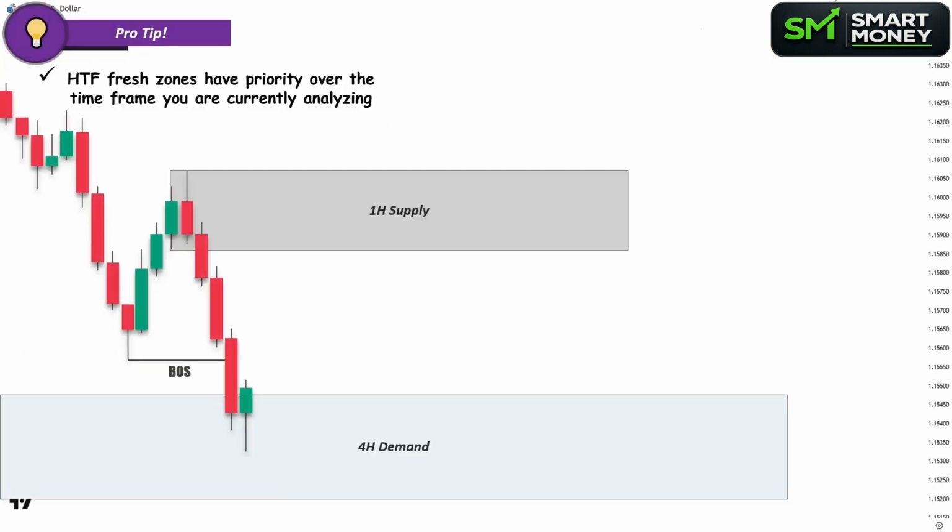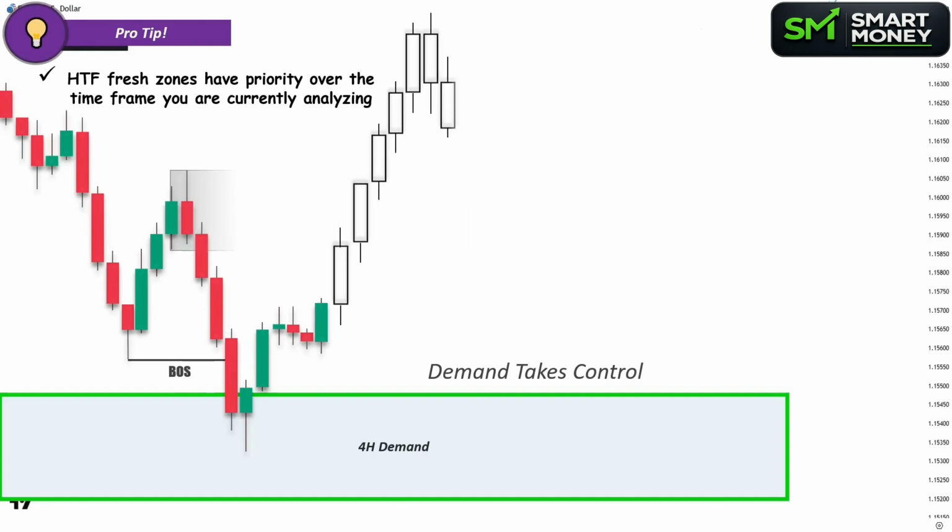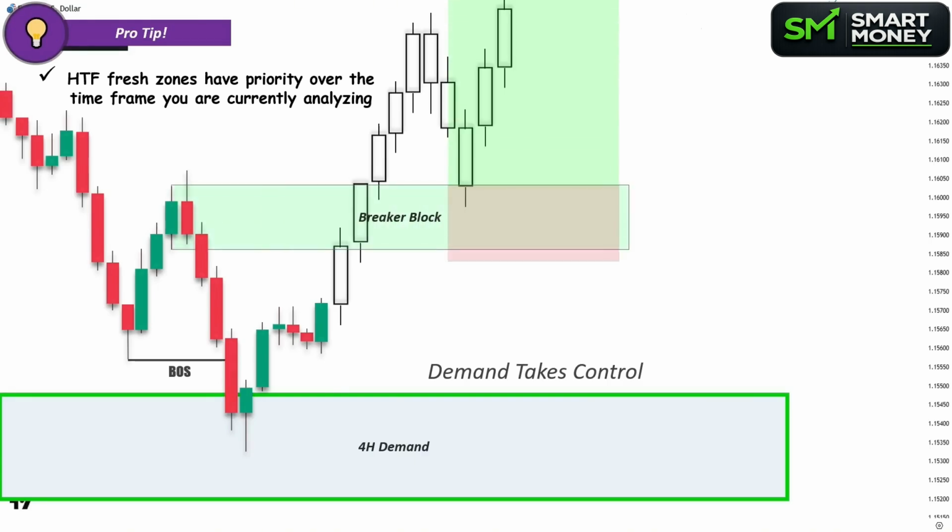So, identifying who is in control always depends on how price reacts to fresh, unmitigated supply and demand zones. And always remember this: higher time frame fresh zones have priority over the time frame you are currently analyzing. This means if price taps into a fresh, unmitigated higher time frame zone from the opposite side, control can shift from demand to supply, or from supply to demand.